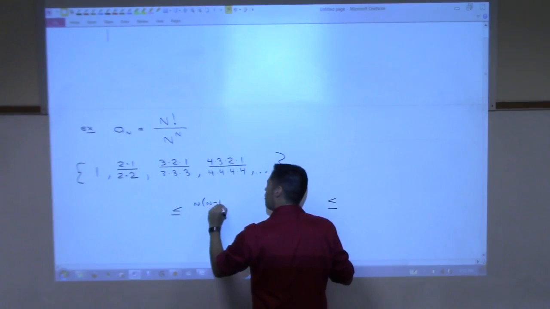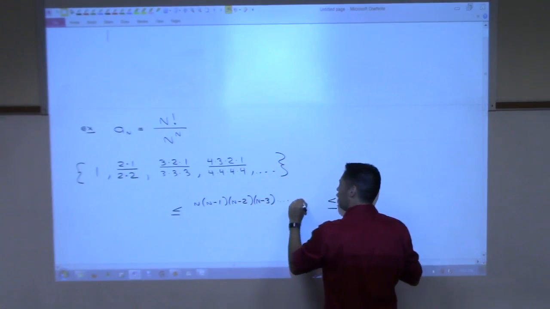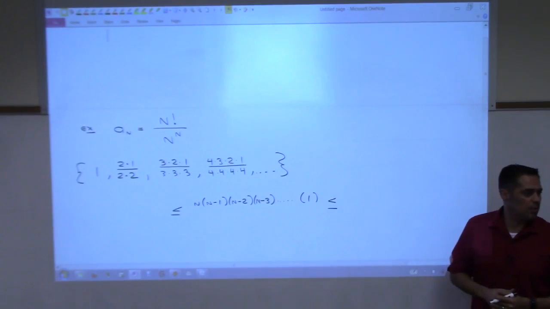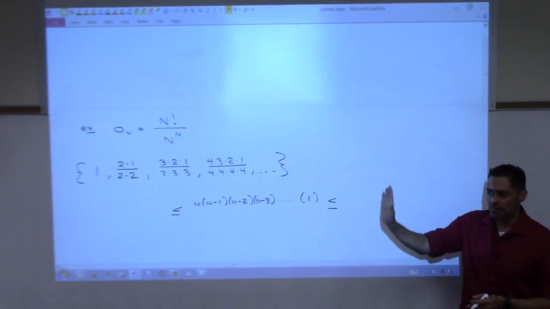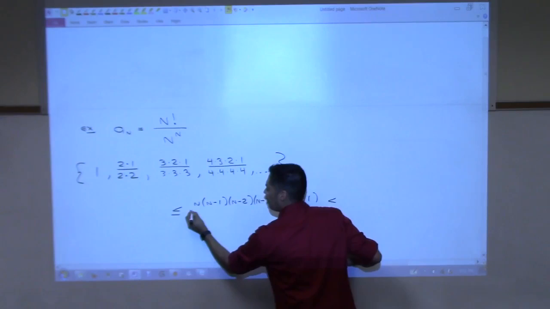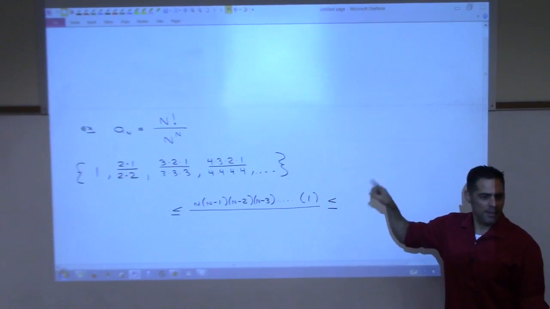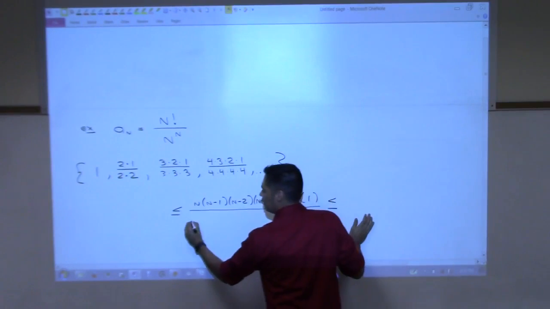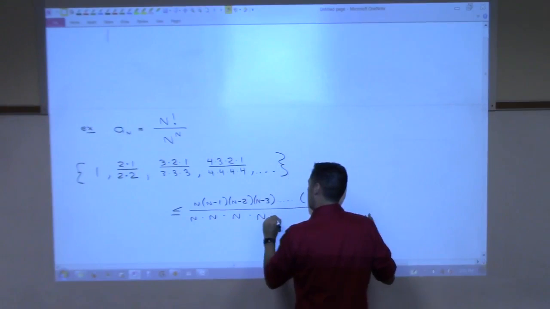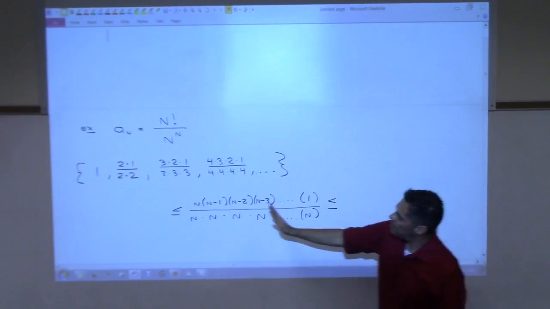n, n minus 1, n minus 2, n minus 3, dot, dot, dot, all the way down to 1. Isn't that n factorial? Isn't that the definition of n factorial? Start at n, then keep coming down until you get to 1. Over, what's n to the n? That's n times n times n times n times n. How many of them? Don't you have n of them?